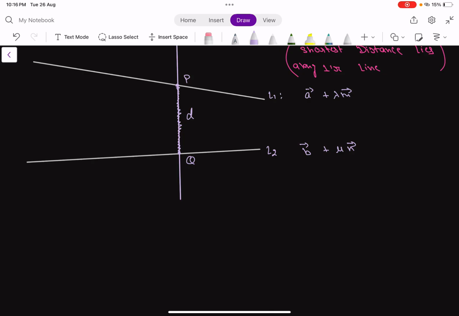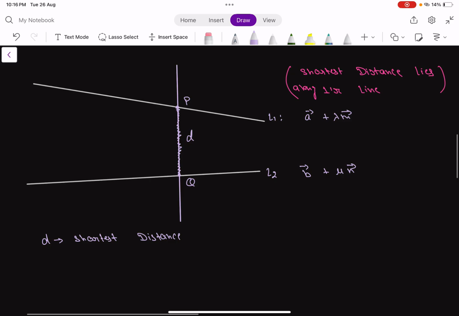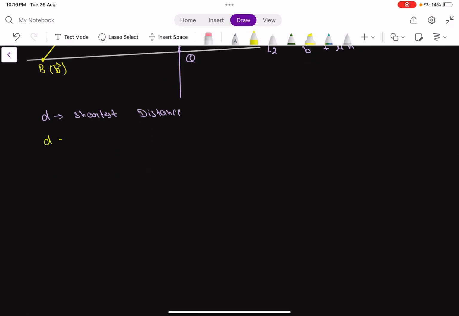So our main job here is to find this small d. This small d represents the shortest distance. So how will we find this shortest distance? We will use the method of projection here. We know that a vector is the position vector of a point on line L1. So let me take this point as capital A, and let this point be B, and its position vector is small b. Now we just have to find the projection of AB on PQ, and that will be equal to the shortest distance. So our d will be equal to the projection of AB vector on PQ vector.